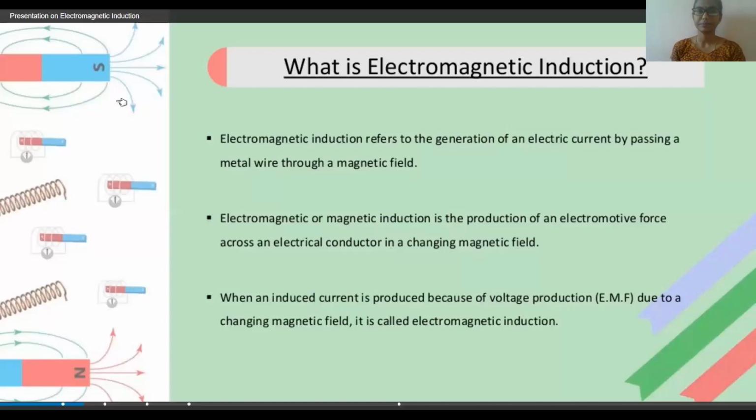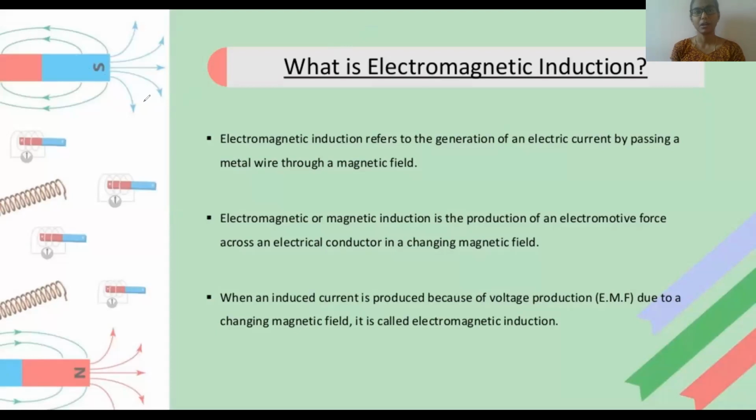Hello everyone. In the last video on the magnetic effects of electric current, part 1 and part 2, we studied how a current carrying conductor behaves when placed inside a magnetic field. Let us take the north pole and the south pole. The field lines are coming from north to south like this.